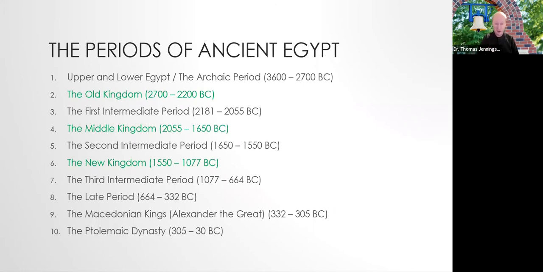And you see these intermediate periods, first, second, and third intermediate period. I tell my students, intermediate period is a big fancy history word for crisis. There is a crisis that ends a kingdom and brings in a new era. And the crises are all different at different times, which is why we have three of them, but we'll go over them very briefly today. And then you end up with the third intermediate period, late period, Macedonian kings and Ptolemaic dynasty.